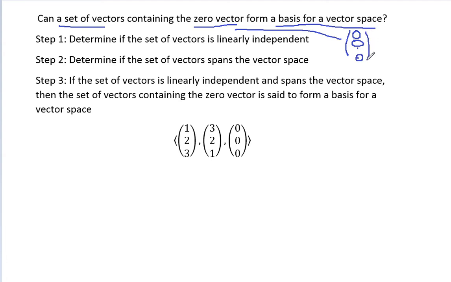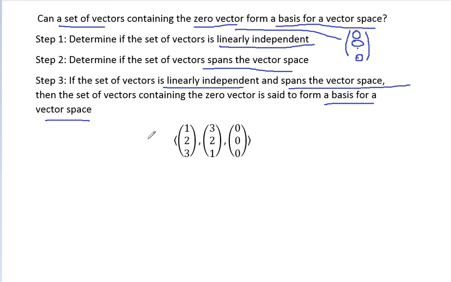So how do we do this? Again, how do we know that a set of vectors will form the basis of a vector space? First we see if they are linearly independent and if they span the vector space. If the set of vectors is both linearly independent and spans the vector space, then this set of vectors, even containing the zero vector, will form the basis for a vector space.